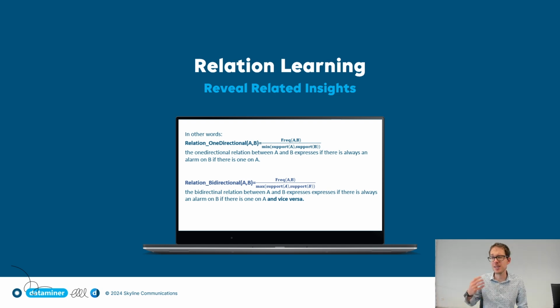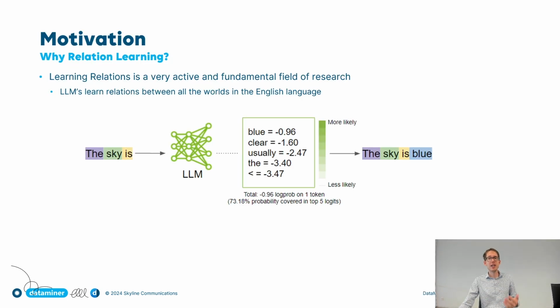What is relation learning? Why is it so important? Well, relation learning is used everywhere in the field of machine learning and AI nowadays. I think the prime example is ChatGPT, or more generally speaking, the large language models. These models learn relations between any two words of the English language. You can give ChatGPT part of a sentence, such as "the sky is," and ChatGPT will be able to complete that sentence. How? Well, because it knows about relations between words in the English language.